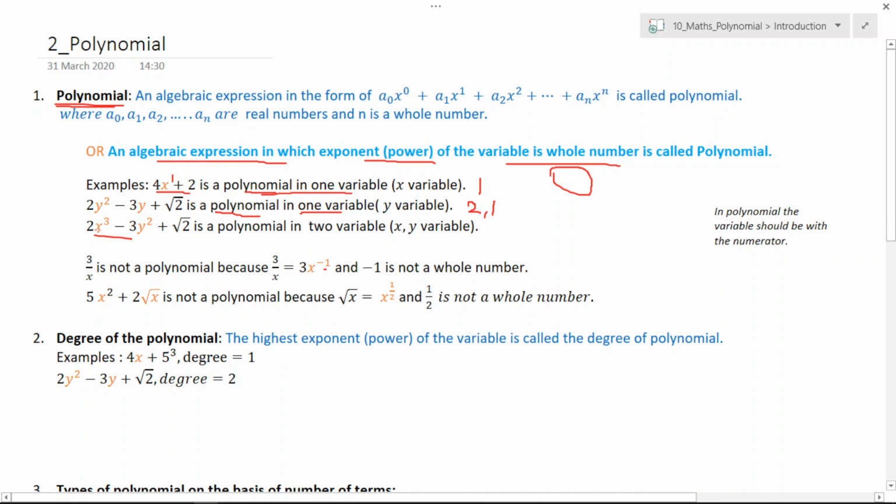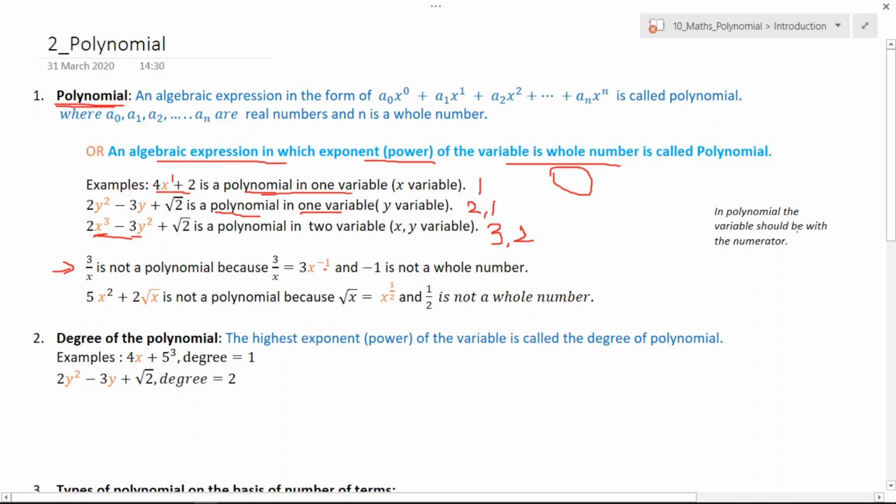Third example, 2x cube minus 3y square plus root 2. So power of the variable in first term is 3, power of the variable in second term 2. Both 2 and 3 are whole number, so we can say 2x cube minus 3y square plus root 2 is a polynomial in two variable. Why in two variable? Because it consists two variables. First is x, second is y. Clear?